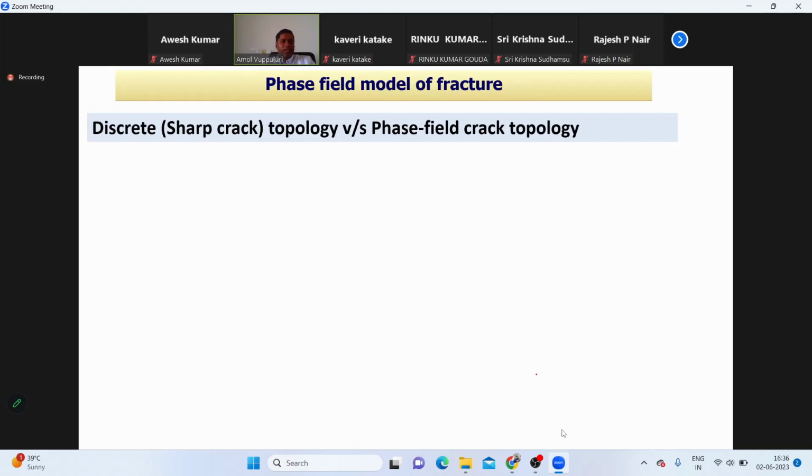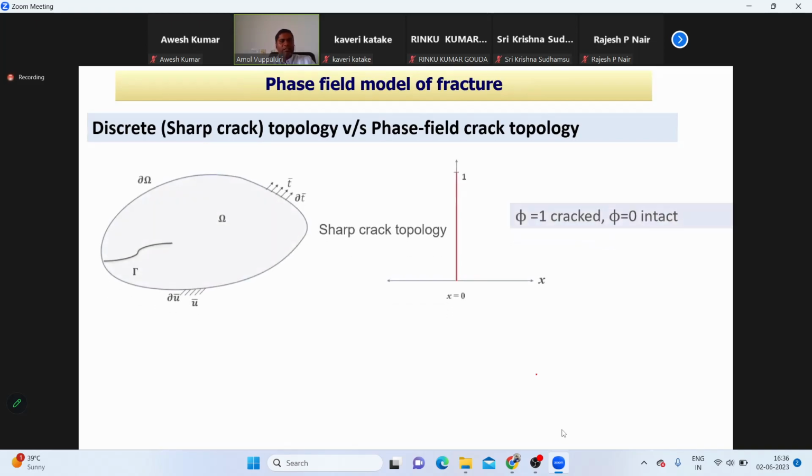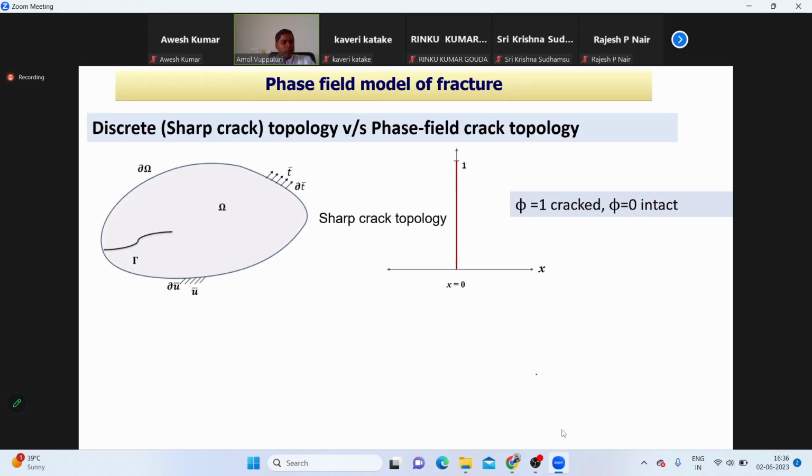What is the difference between a sharp crack model and a smeared crack model, or a sharp crack topology or a smeared or phase field crack topology? Let's look at the sharp crack topology. Here you have a domain. This domain is having a crack. This crack is having a surface area gamma. It says that wherever there is a crack, the parameter phi, which is a damage parameter or an order parameter, takes the value of 1. And wherever it is intact, it takes the value of 0. So clearly there is a sharp interface between the damaged zone and the intact zone.